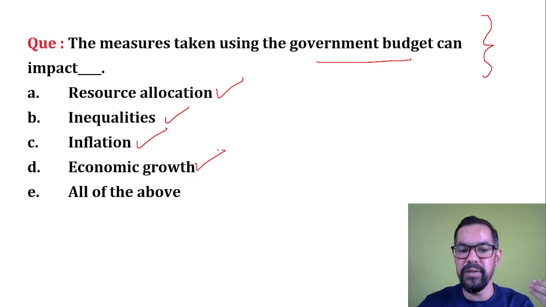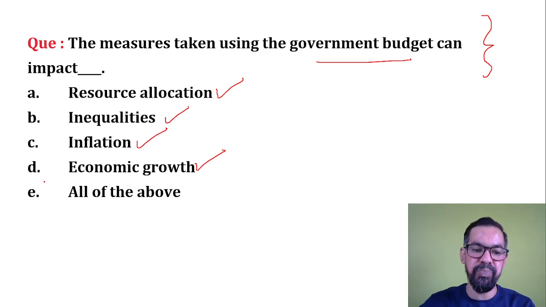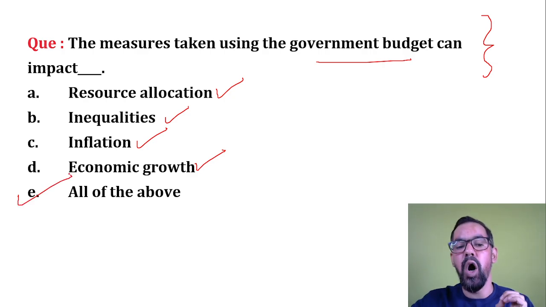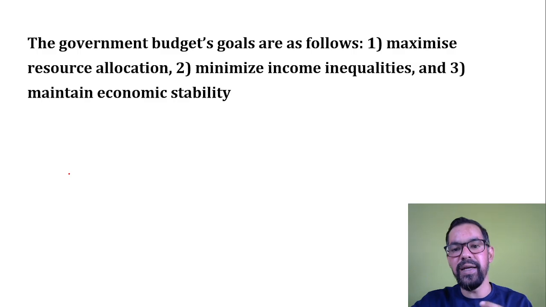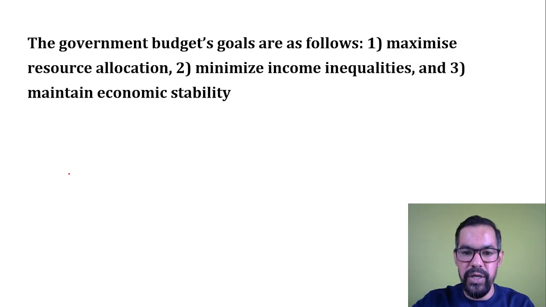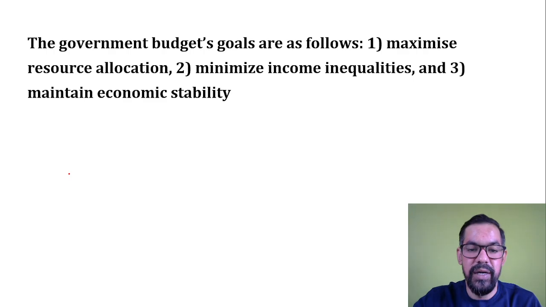They have a target through fiscal policy to grow our GDP's number. So what will be the correct answer? Option E will be the right answer for this particular one. You can maximize the resource allocation, minimize the income inequalities, and maintain the economic growth alongside the price stability; these are the key focus of fiscal policy.